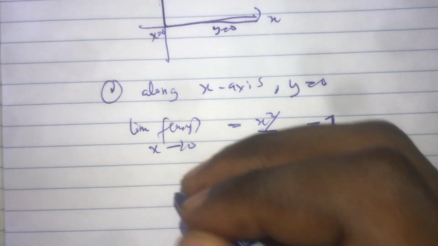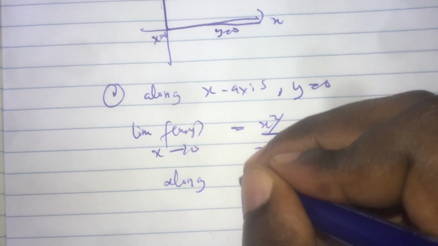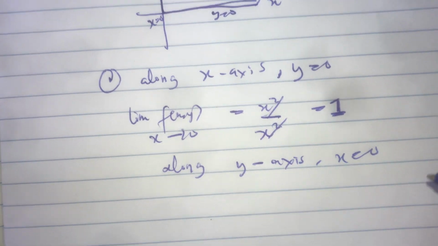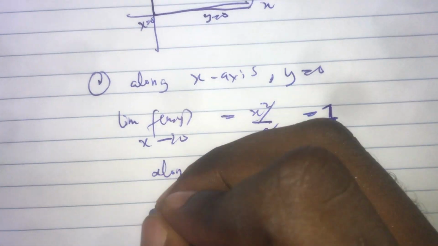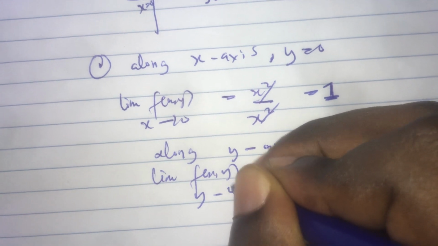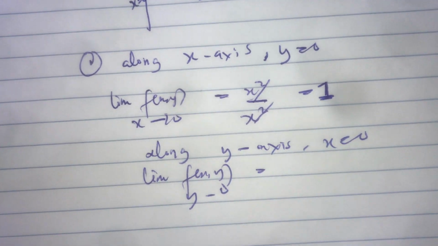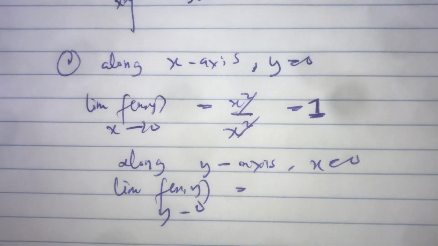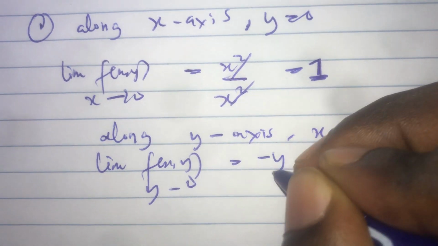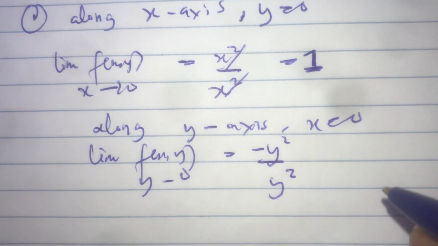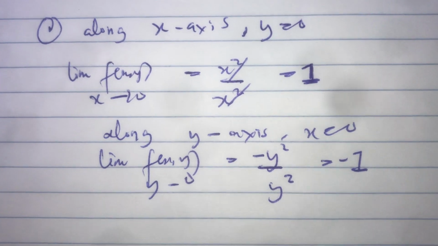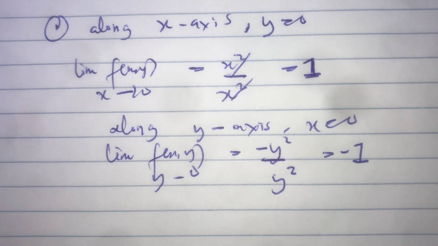Now our second pathway is along the y-axis, which is x equal to 0. So we find the limit of the function. So when we consider x equal to 0, we have minus y squared over y squared, which is minus 1. Now we can see that the first pathway is not equal to the second pathway.